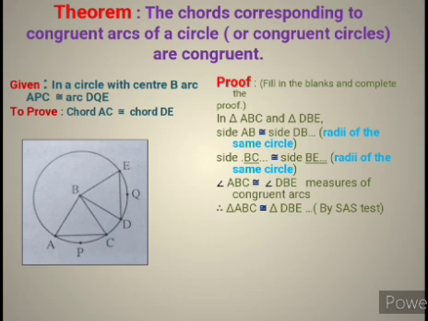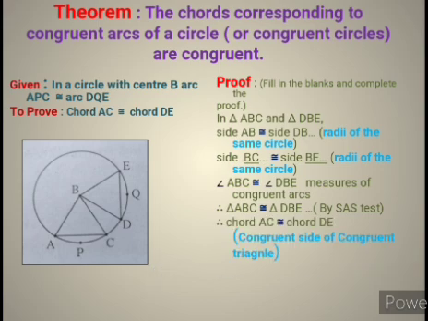Therefore, triangle ABC is congruent to triangle DBE, by which test? First S, then S and A. That means the SAS test. These two triangles are congruent to each other. Therefore, we write chord AC is congruent to chord DE, by corresponding sides of congruent triangles. We have proved this theorem: chord AC is congruent to chord DE.